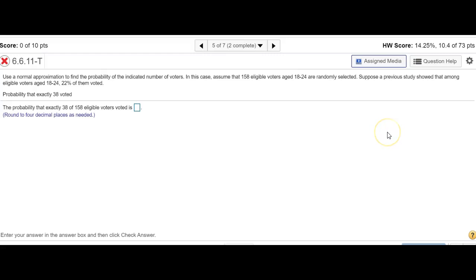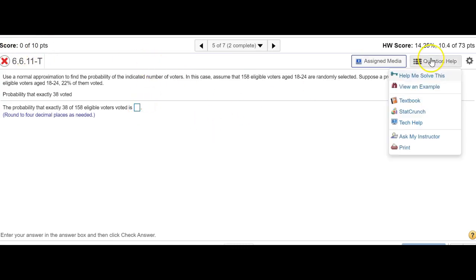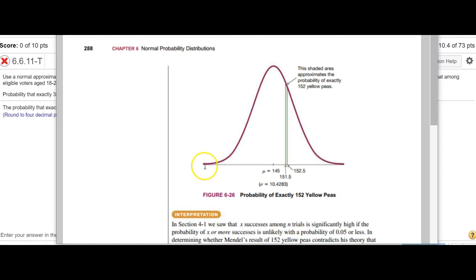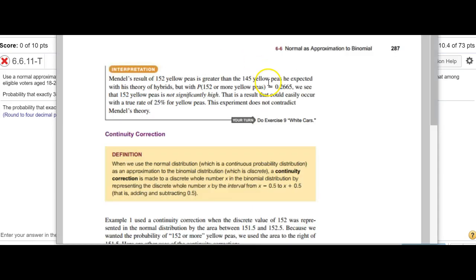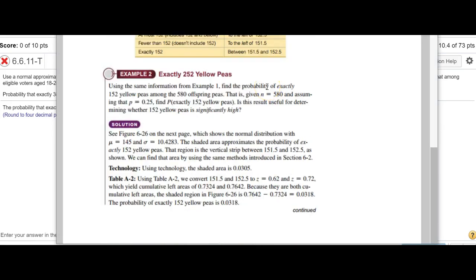Looking at 6.6.11, again, we want to use the technology to calculate what's going on here. The Help Me View the Example and Help Me Solve It, I think, walk you through it pretty well. Another thing, the book shows you a pretty good approximation of exactly 152 yellow peas in this case. So example 2 in the book walks you through it pretty well too.